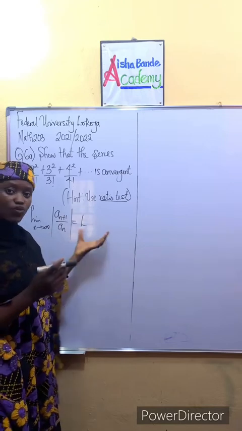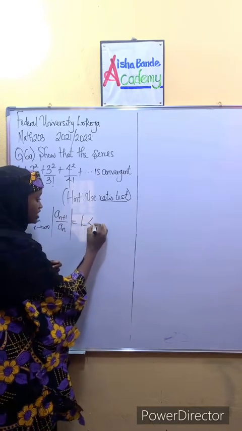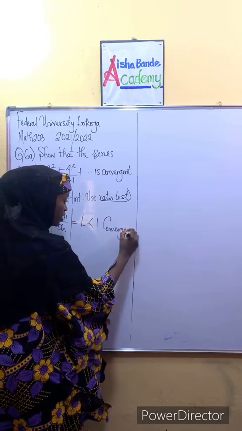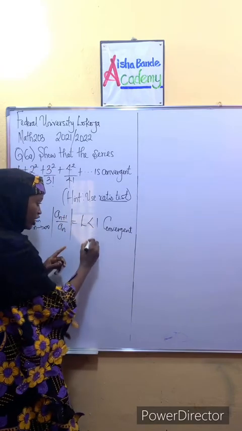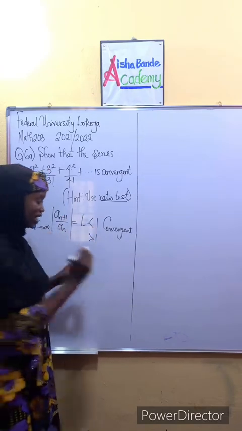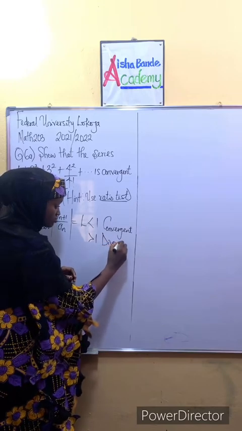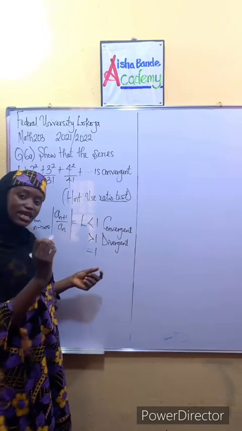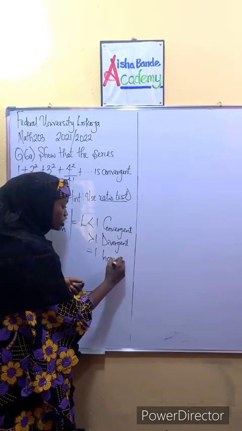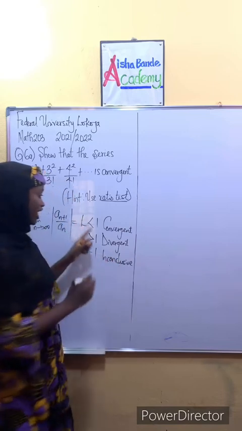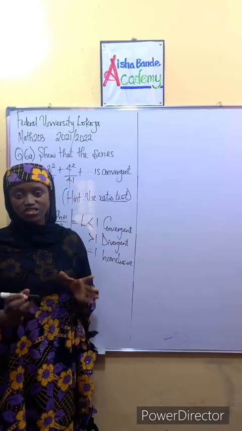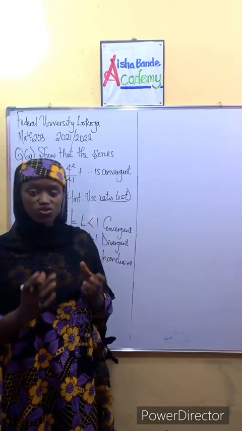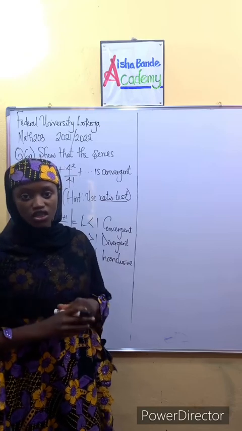If after solving we get the value of L to be less than 1, then we say that the series is convergent. But if we solve and the value of L is greater than 1, we say that the series is divergent. The third condition is, if L is equal to 1, we say that the test is inconclusive. So when L is less than 1, the series is convergent. When L is greater than 1, it is divergent. And when L is equal to 1, it is inconclusive.